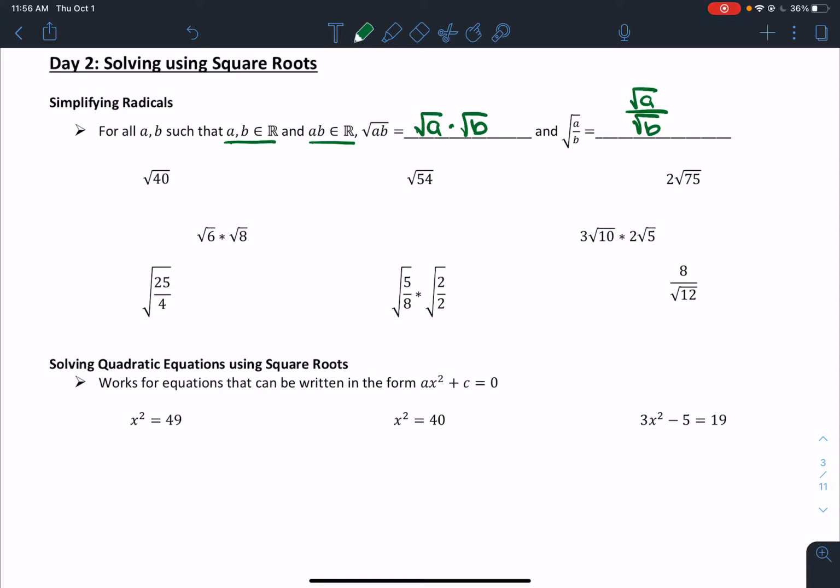So what this will do for us is if I have the square root of 40, for example, I don't want to leave it as 40 because I know that I can break it up into the square root of 4 and the square root of 10. And I know the square root of 4 is 2, so the square root of 40 is 2 square roots of 10.